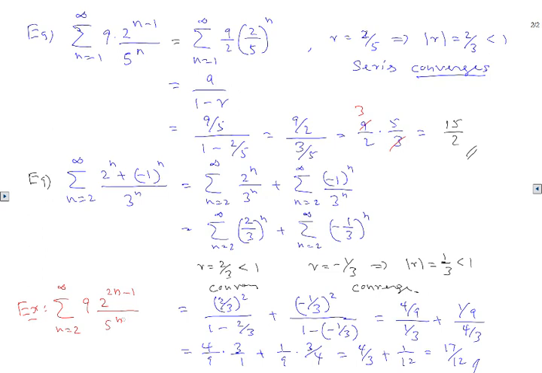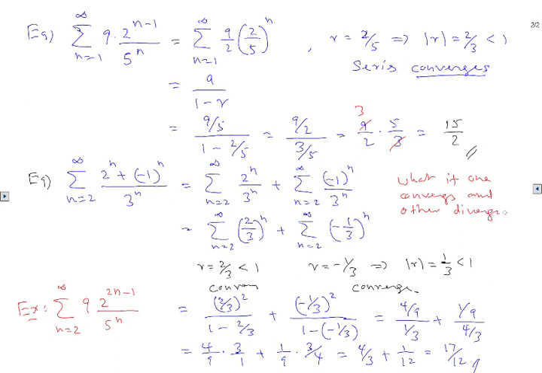So okay, one more thing. What if one converges and the other diverges?